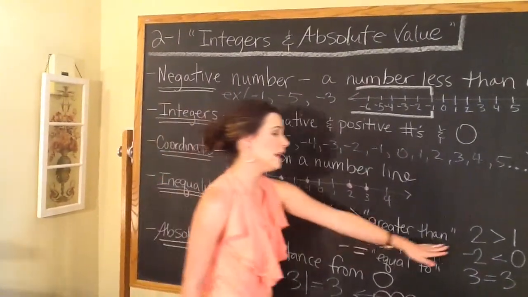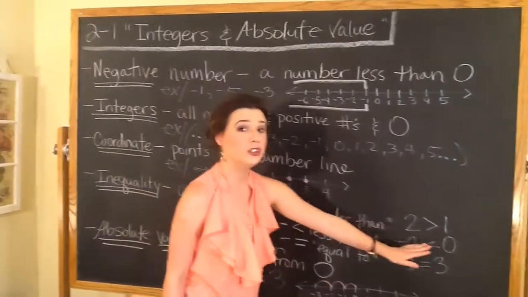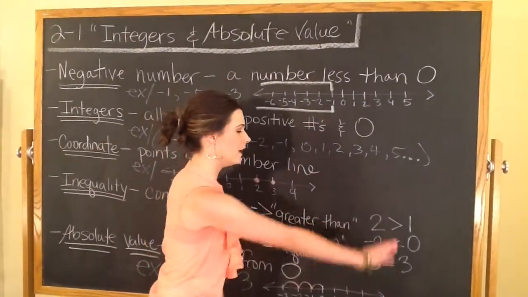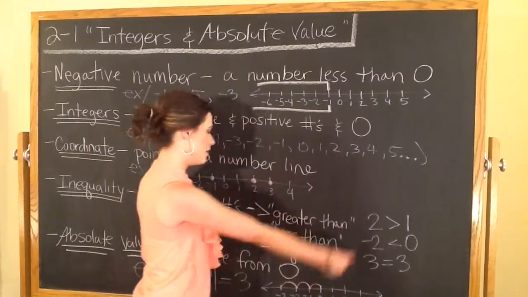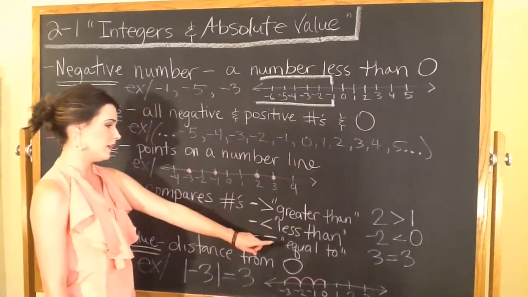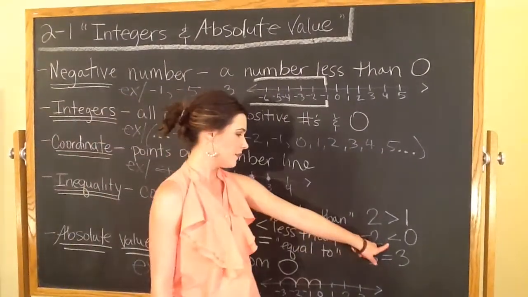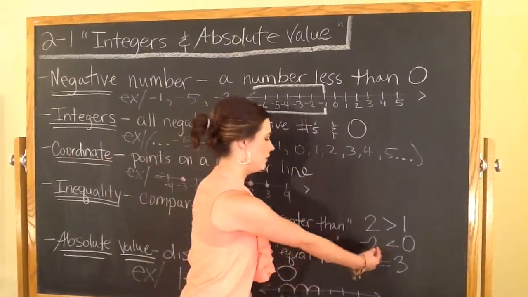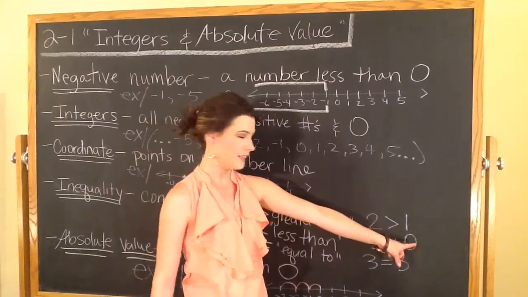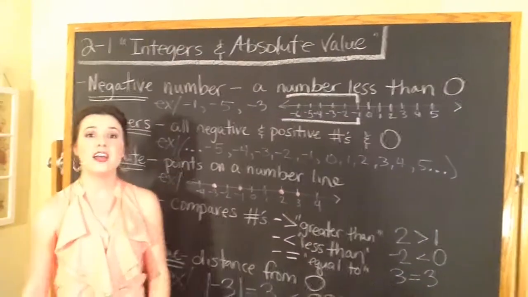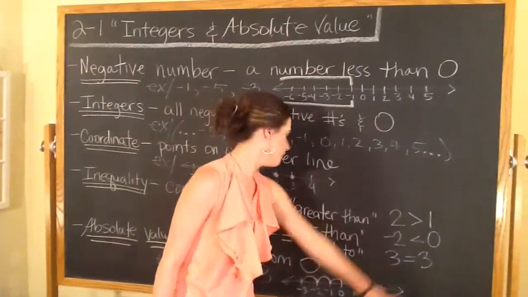If you see the example 2 and 1, 2 is greater than 1, so you would have this symbol. It kind of looks like an alligator's mouth is wanting to eat the bigger number. The inequality less than looks like this. So it looks like the mouth is closed to this number because this one is bigger than it. And another symbol that we use to signify inequality is the equal sign.